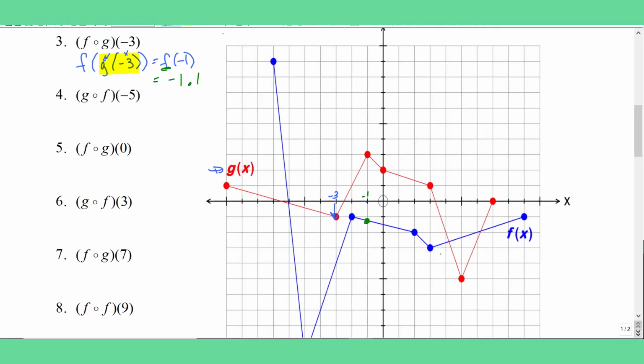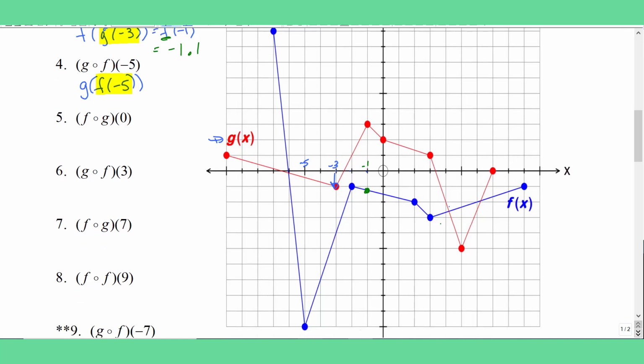Let's try another one. So we want to find g of f of -5. So again, I would need to do this part first. So I go when x is -5, so that's over here. What is my y value on my f function? And it is off my screen. So when x is -5, what is my y value? So that's 1, 2, 3, 4, 5, 6, 7, 8, 9, 10. That's at -10. So this is g of -10.